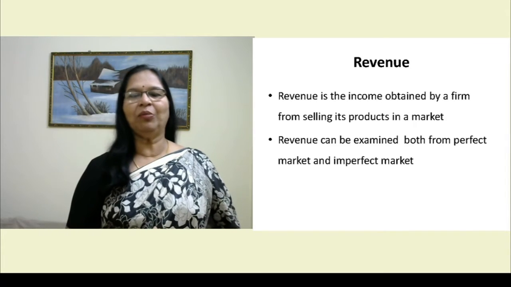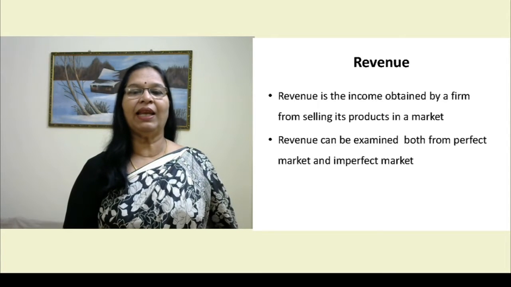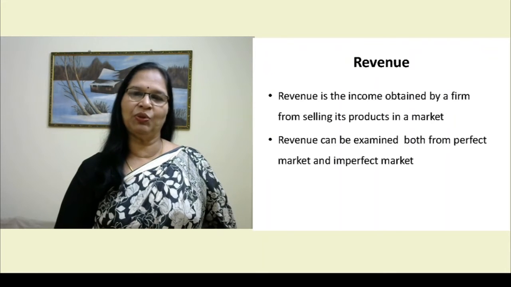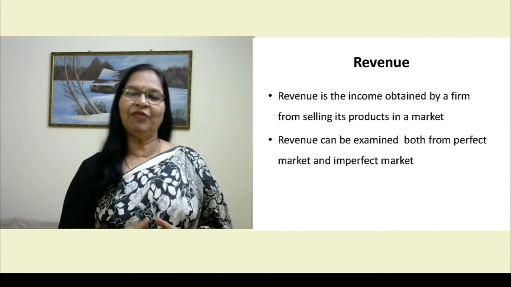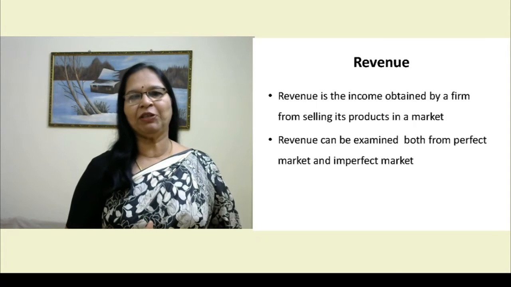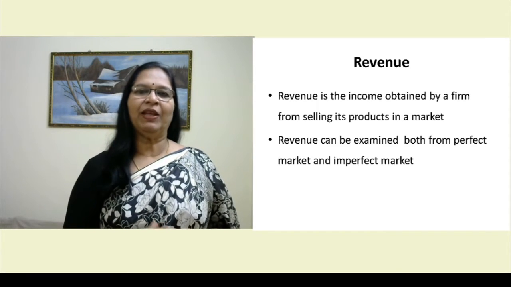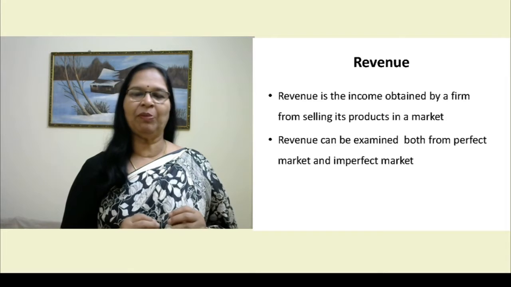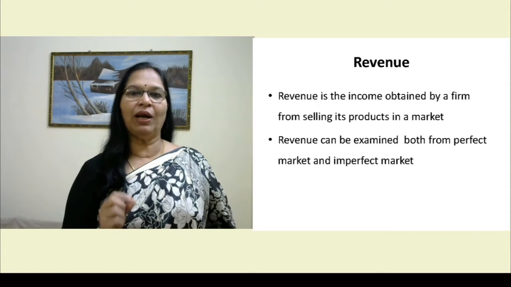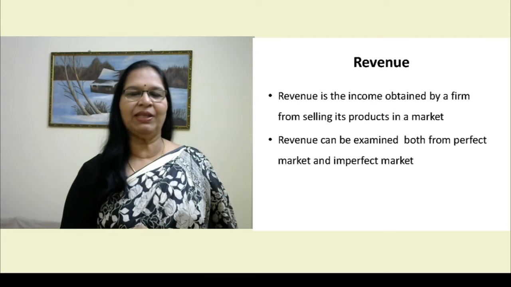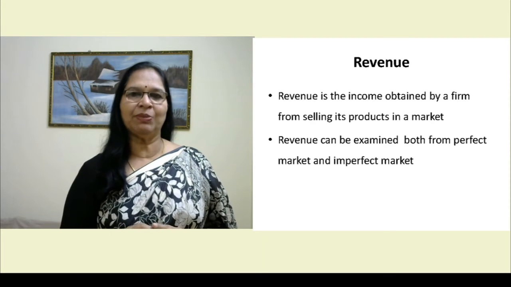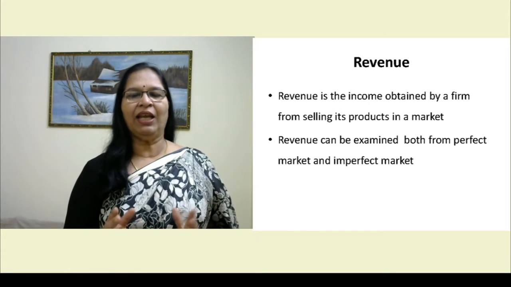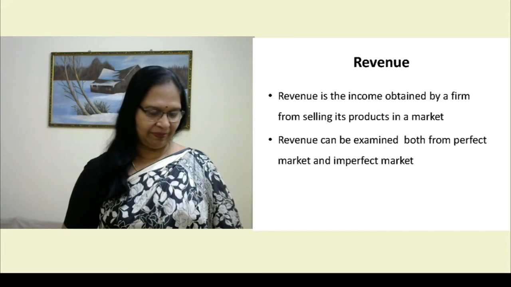Revenue is the income obtained by a firm by selling its product in the market. It's simple. What did the firm get by selling those units in the market? And revenue curve can be examined both from the perfect market and imperfect market. In this presentation, we shall not be looking into the features of perfect markets and imperfect markets, except that one element of these two markets will be taken, where I shall talk about price being held constant and price being allowed to change. These are the only two elements that I will take in this presentation.